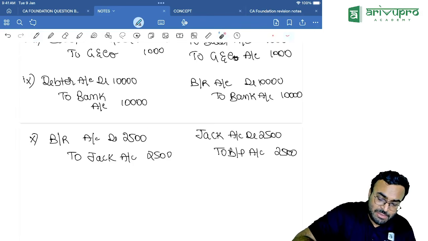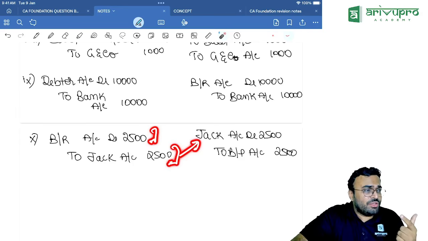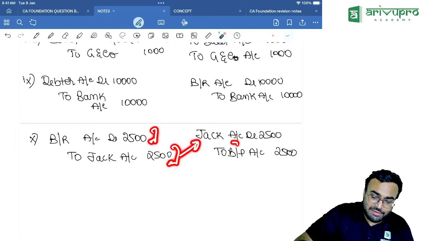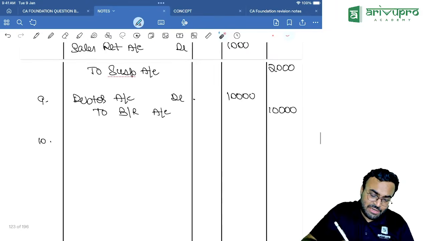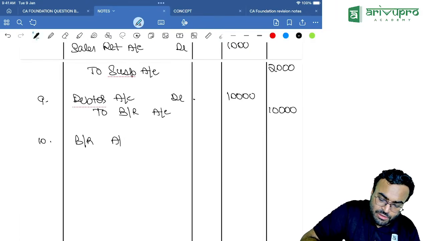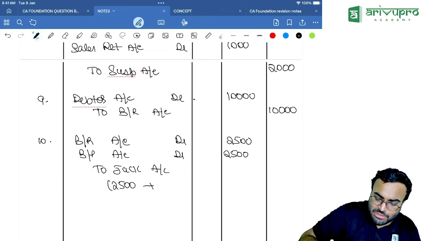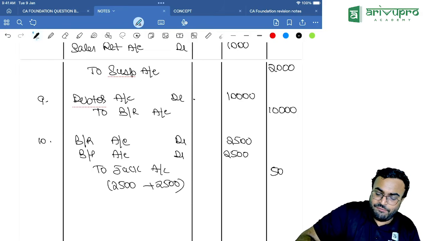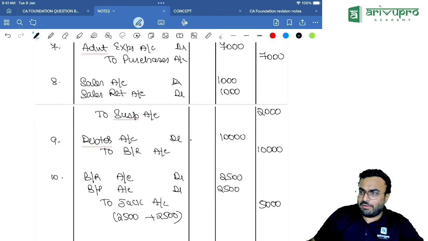So now bills receivable is not done. We should do it. Jack is not credited. Instead of that, Jack is debited. So we have to credit Jack double now. And this bills payable has to be removed, so bills payable has to be debited. So now the rectification entry will be bills receivable account debited 2,500, bills payable account debited 2,500 to Jack account 2,500 plus 2,500 is going to be 5,000. This is the rectification question which was asked in May 2025. Clear?